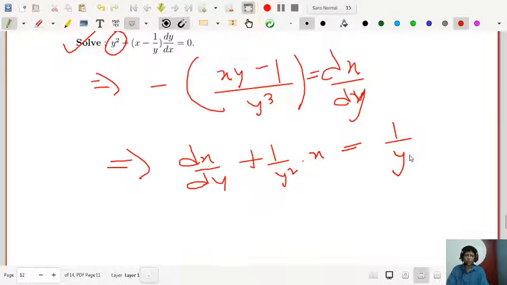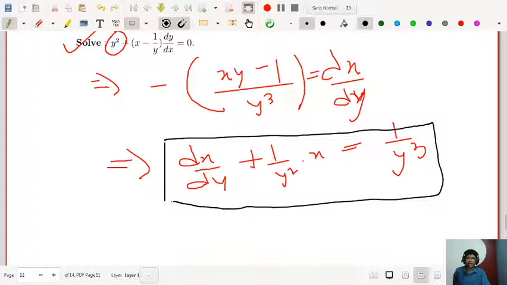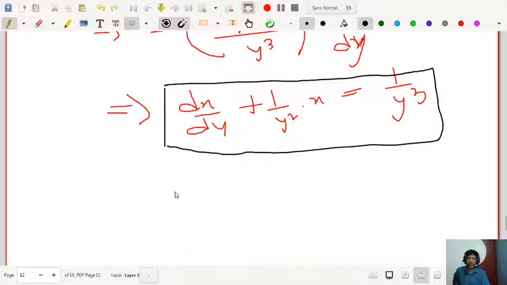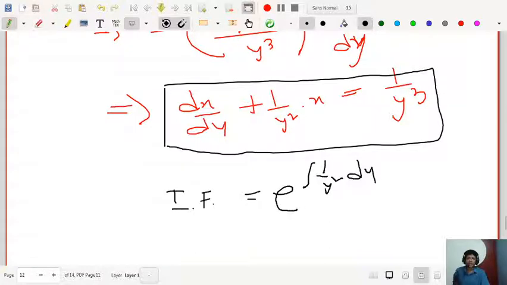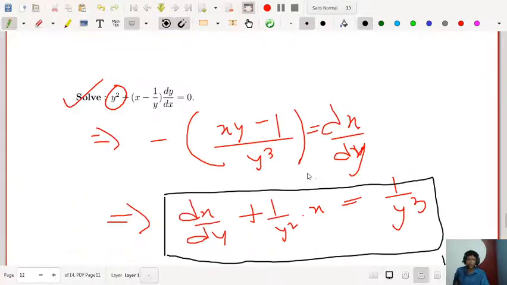So look at that, you have written the equation in the form of linear in x. What is your integrating factor? The integrating factor will be e to the power integration of 1 by y square dy, and that is nothing but e to the power minus 1 by y. So you can multiply this equation with this integrating factor and solve, like you have solved in the previous problem. Okay, got it? So I gave you the hint for how to solve the equation if it is not linear in the usual form.